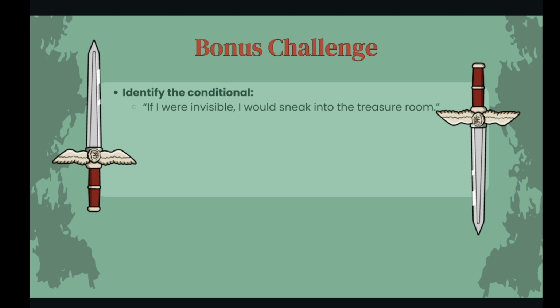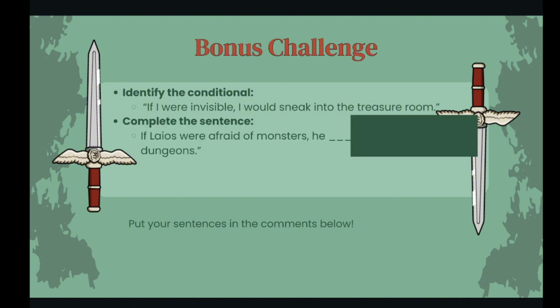All right, so for this next one, I want you to put your sentences in the comments below because we're going to have 2 writing options for you. So our sentence that I would like you to complete is, "If Lias were afraid of monsters, he... dungeons." Now you're going to form the negative second conditional. So if you do need to remember how to form that, you can always go back to the crafting slide.